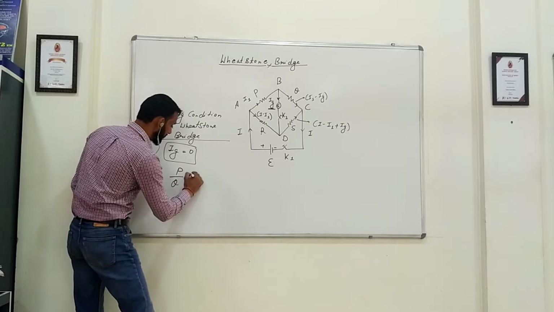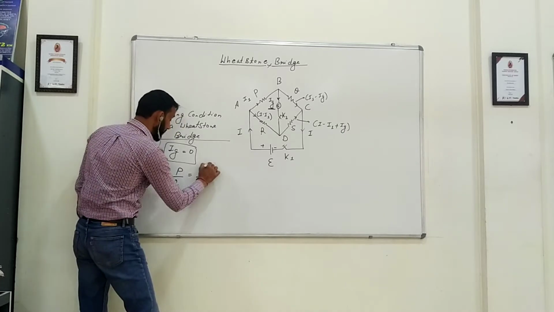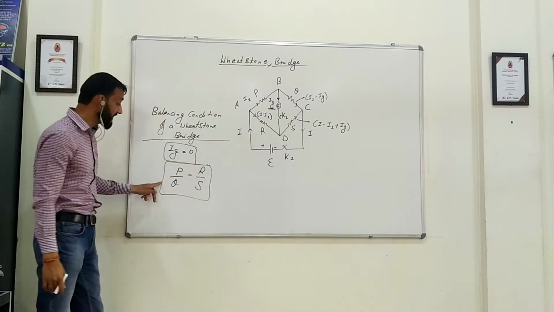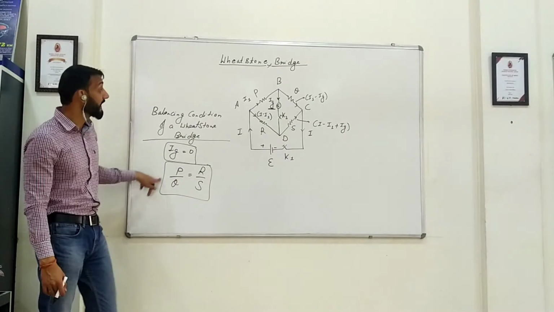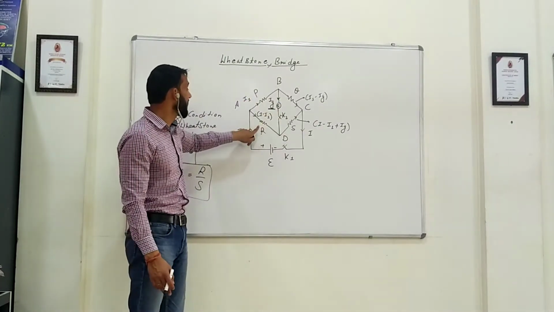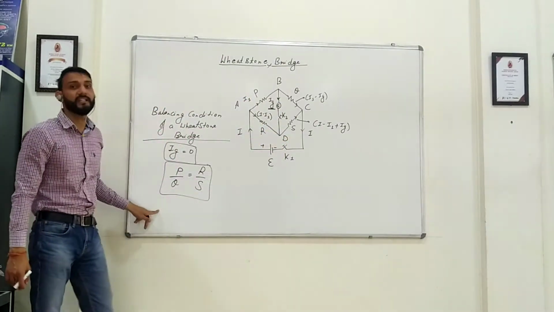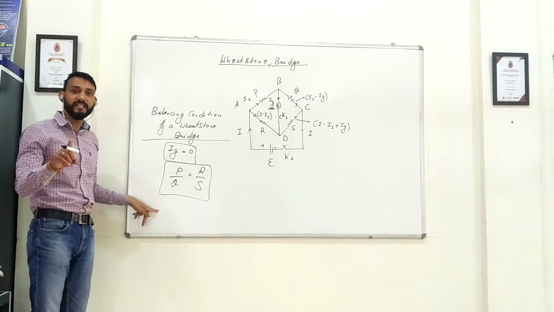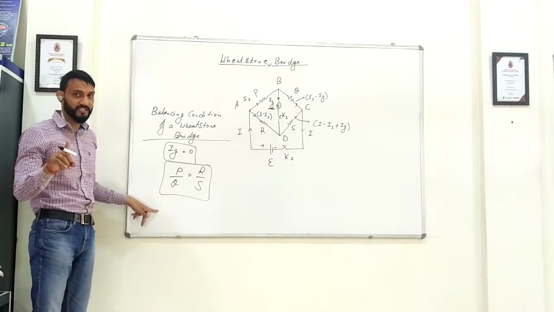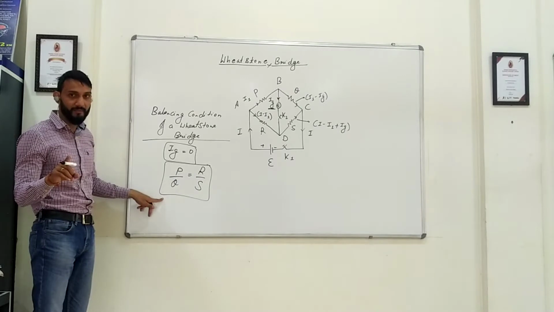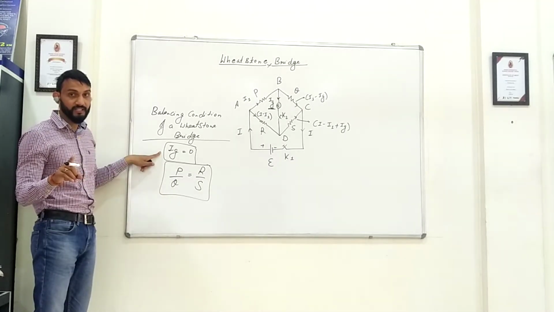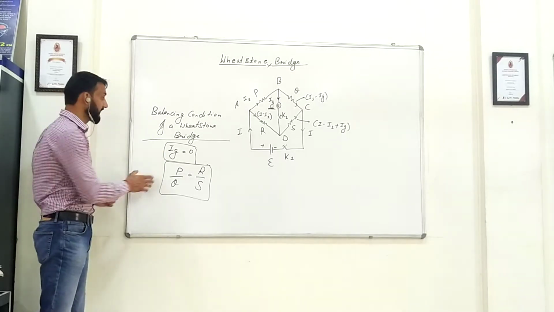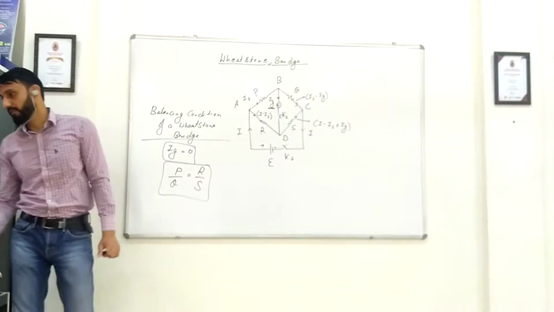It means P upon Q is equal to R upon S. So this is what we mean by the balancing of the Wheatstone bridge. This is the condition for the balancing of a Wheatstone bridge, that the ratio of P by Q and the ratio of R by S has to be equal. Only then you will say that the Wheatstone bridge is balanced. And when will this happen? This will happen when the deflection through the galvanometer is 0. Galvanometer does not have any kind of current, right? So this is the balancing condition of Wheatstone bridge.